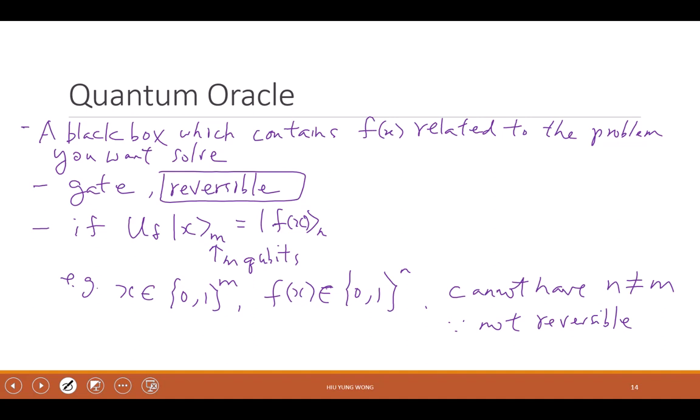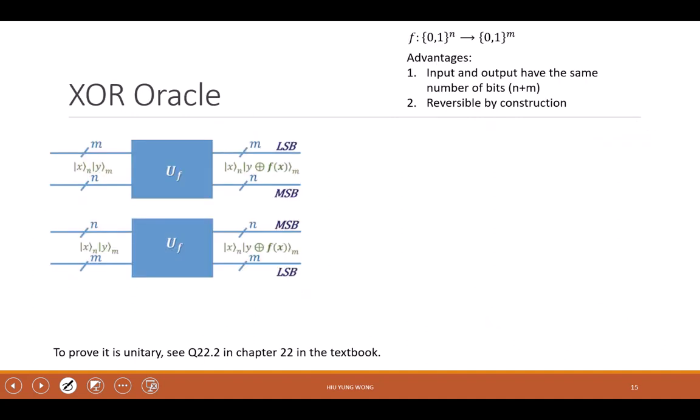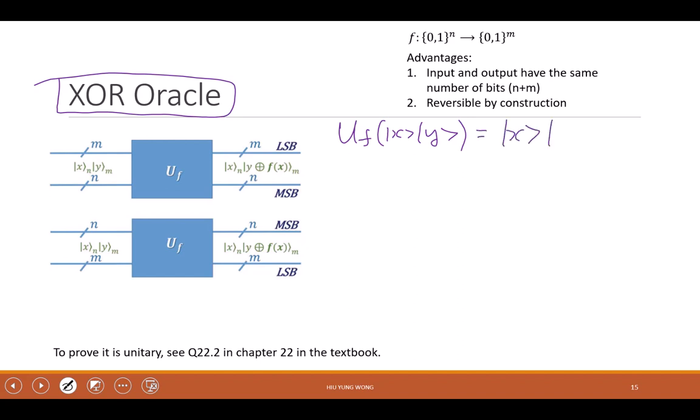Okay. So you can come up with many methods, and one of the methods is the so-called exclusive or oracle, which is what we just learned. The exclusive or oracle is this. You have an auxiliary qubit y, and then your output is x, tensor product with f of x exclusive or y. That's why it's called exclusive or oracle, because we have an exclusive or operation here. Now, I'm going to prove to you that it is reversible.